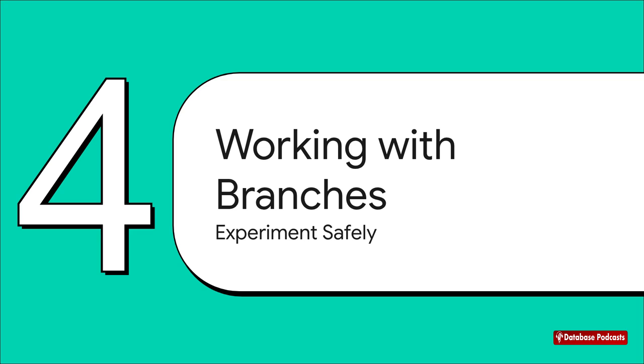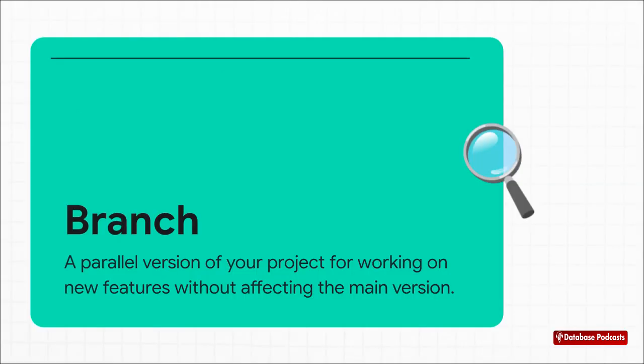To work with other people effectively, we need to talk about one of Git's absolute superpowers: branches. So what on earth is a branch? The best way to think about it is like a parallel universe for your project. Your main, stable, this definitely works version of the project lives on a branch that's usually just called master.